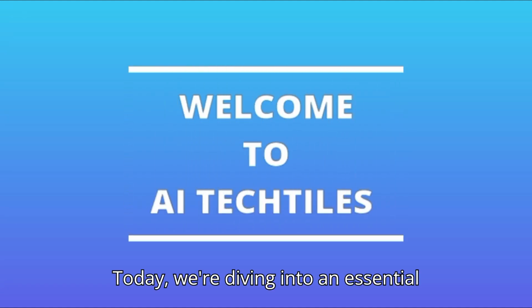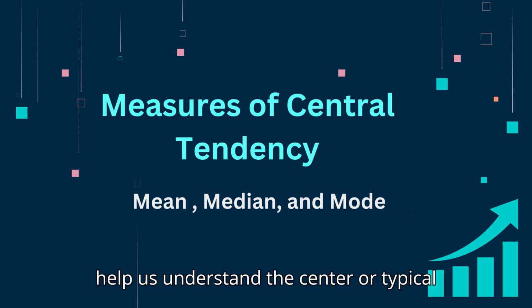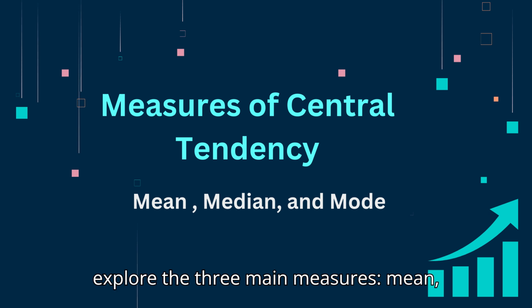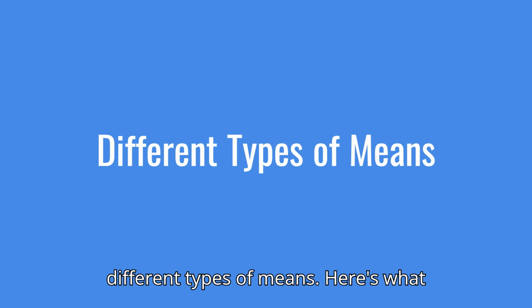Today, we're diving into an essential concept in statistics: measures of central tendency. These measures help us understand the center or typical value in a dataset. We'll explore the three main measures: mean, median, and mode, and discuss the different types of means.